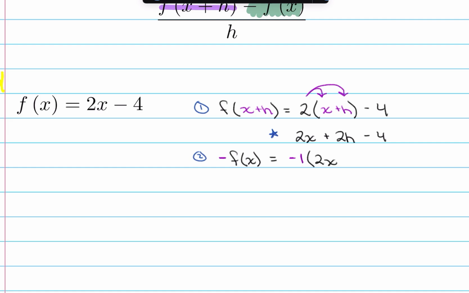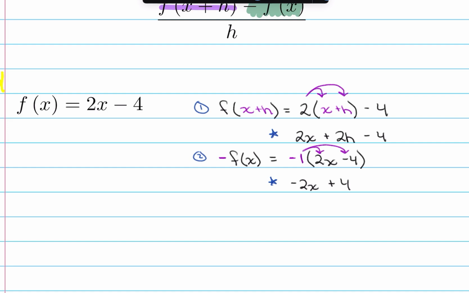Okay, so I'm going to distribute my negative 1 to 2x, negative 1 to minus 4. So negative 1 times 2x is negative 2x, and a negative 1 times negative 4 is a positive 4. Okay, and I'm going to put a little star there. That is the end of step 2. All right, so we are on to our last step.